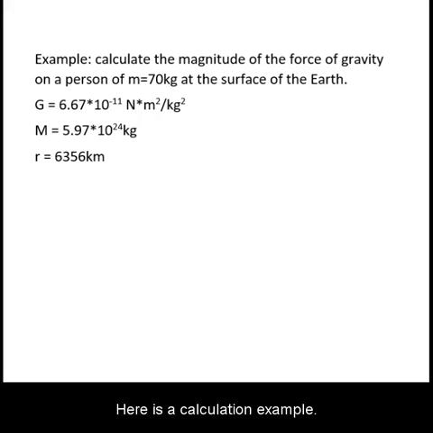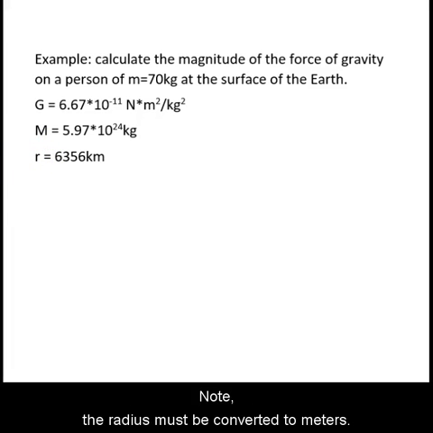Here is a calculation example. Calculate the magnitude of the force of gravity on a 70 kilogram person on the surface of the Earth. Here are the relevant variables: capital G, the mass of the Earth, and the radius of the Earth. Note, the radius must be converted to meters.